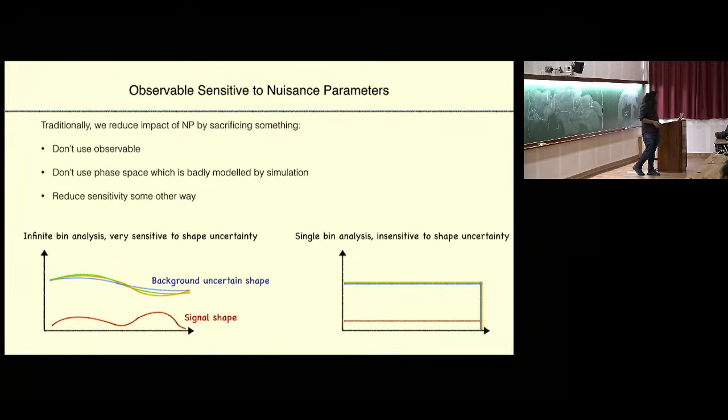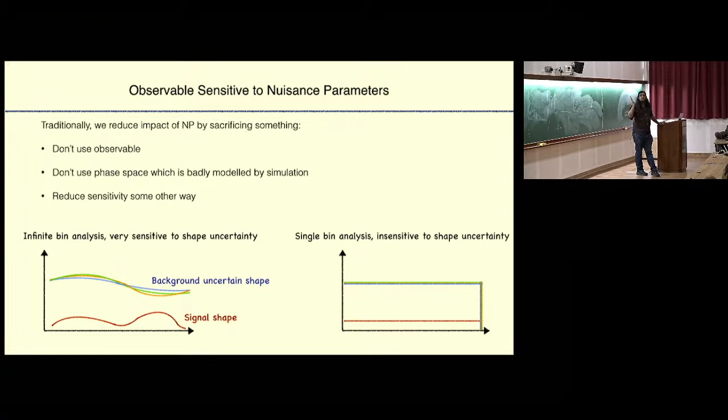Let's say you're doing a histogram analysis, and you have this kind of a distribution. So the signal shape, there's this region where you're very sensitive to the signal shape, but unfortunately, you're also very sensitive to background modeling uncertainty. So these three lines that I'm showing are three possible variations of what the background could be, and you don't know which one is the truth.